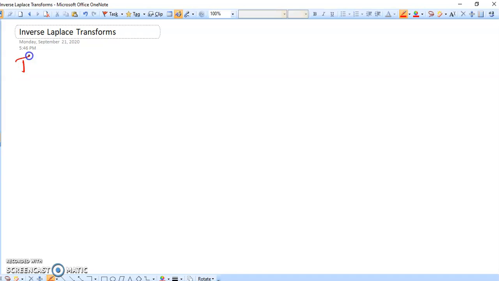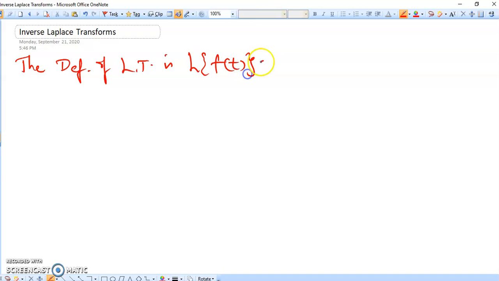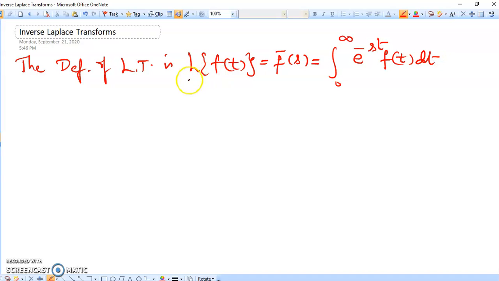The definition of Laplace transform is L of f of t. So how were we writing L of f of t? We are applying the Laplace transform to a function f of t in t. We call this f bar of s. And what is the definition of the Laplace transform? Integral 0 to infinity e power minus st f of t dt. This is the definition of Laplace transform. Now L is called the Laplace transform operator.